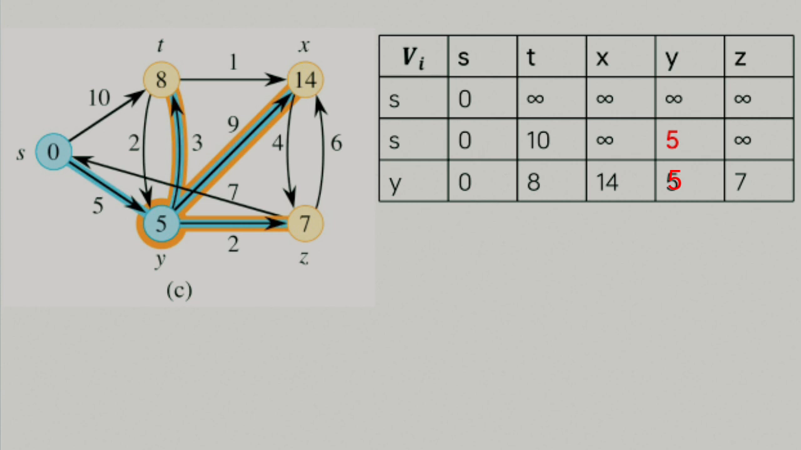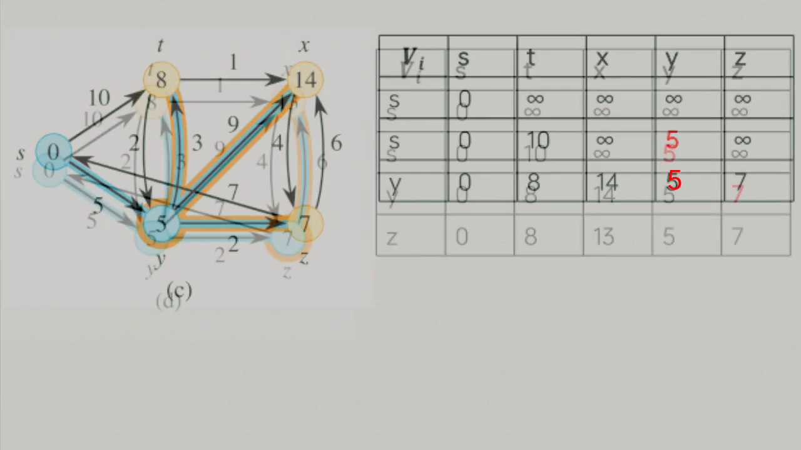Now let's consider the next vertex X. The distance from S through Y is the weight of edge SY plus the weight of edge YX, that is 5 plus 9, which is 14. Since the previous value of the vertex X is infinity, 14 is updated. Next, consider the vertex Z. SY plus YZ is equal to 5 plus 2, which is 7. Again, since this vertex had a previous value of infinity, the new value 7 is updated.